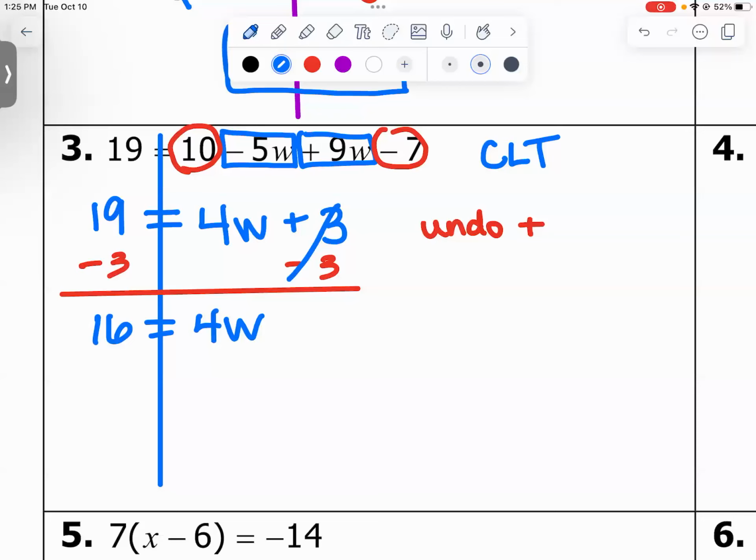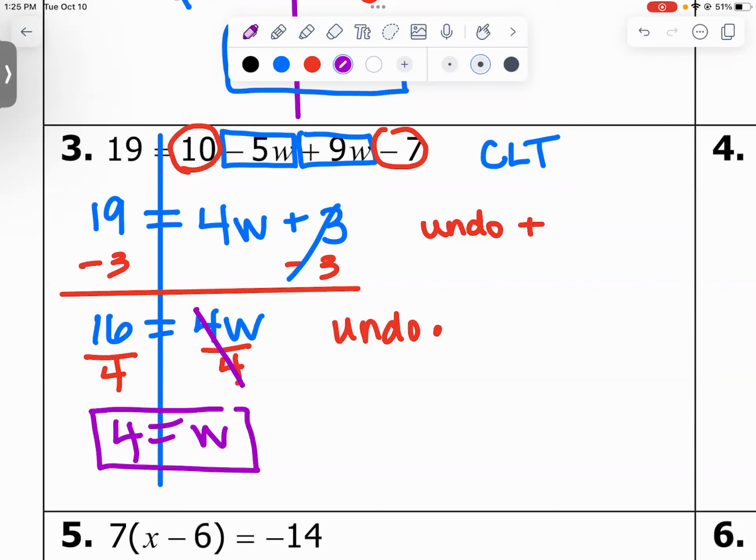16 divided by 4. We need to undo our multiplication by dividing both sides by 4. When we do that, our 4's cancel so that we have W left. And Caesar, 16 divided by 4 is 4.